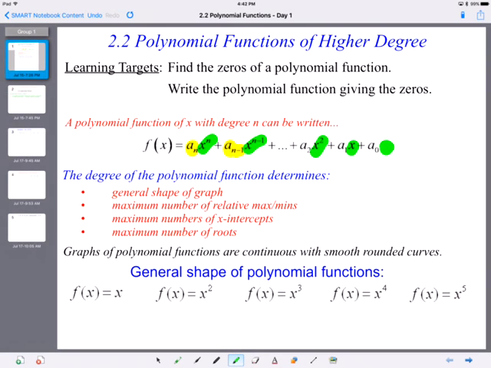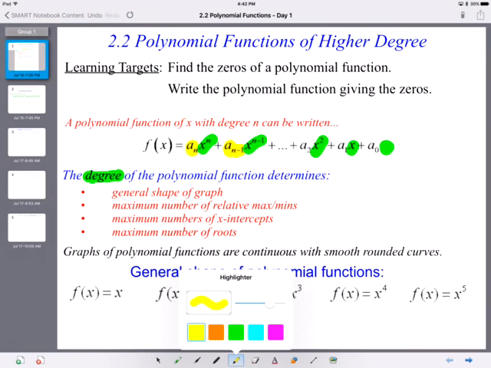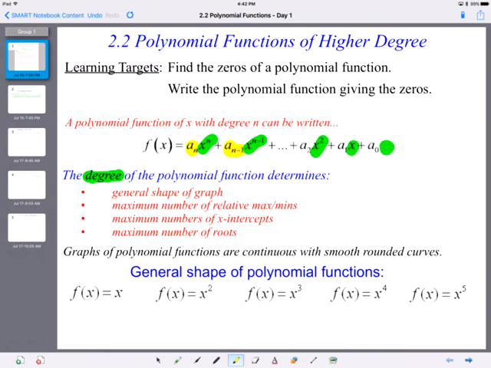The degree of a polynomial function determines a few things. Now, what does the word degree mean? Remember, degree is the highest exponent of the polynomial function. So that will tell you a couple different things. It'll tell you the general shape of the graph. It'll give you the maximum number of relative max and mins.